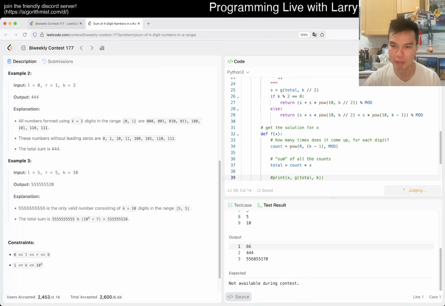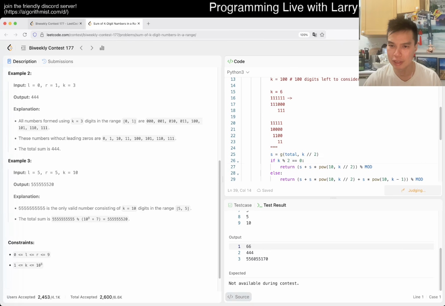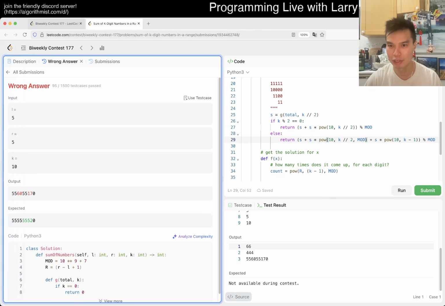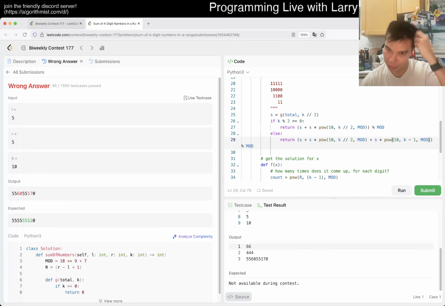Maybe I should check performance actually. Wait, maybe we could have cached this. No, this is just whatever, right? Oh no! I forgot to mod power this. That's why I was like, why is this so slow? Well, I mean, it would have been wrong anyway, or timed out even if I didn't.